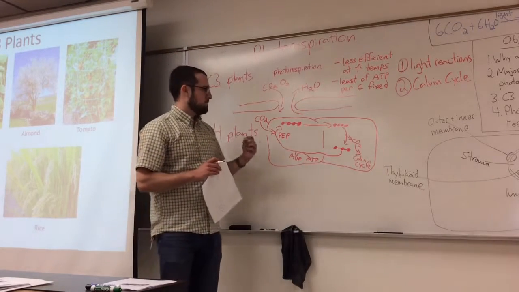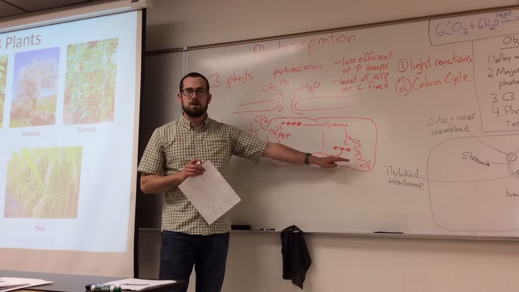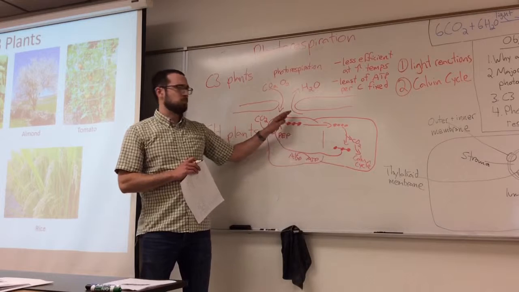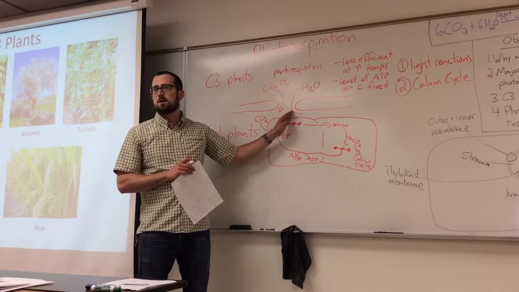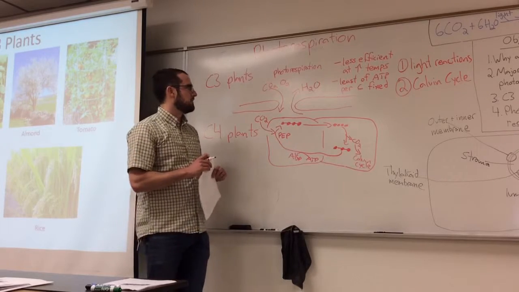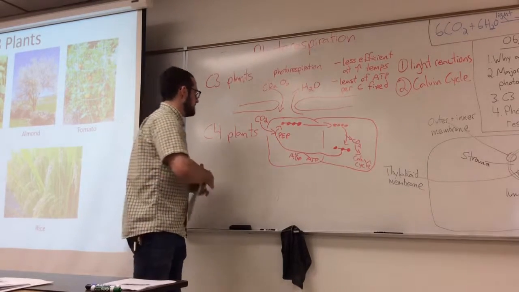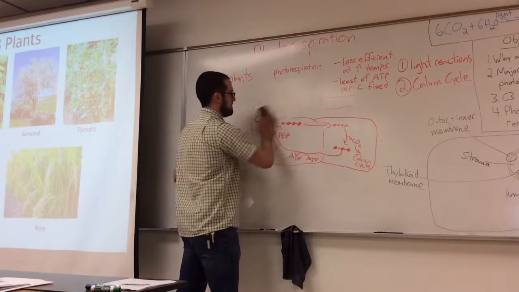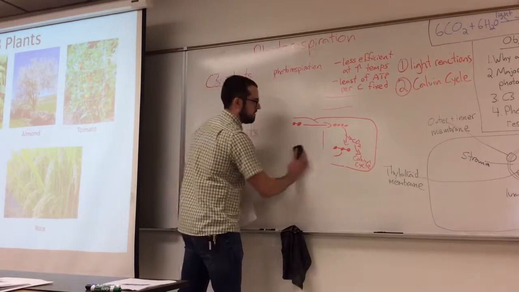And so C4 plants, because they need to take in less gas, because they're more efficient, they can keep their stomata closed more of the time, and that reduces evaporation. And so the consequence for that is that our C4 plants are going to be more water efficient.